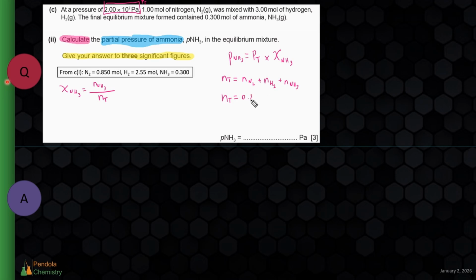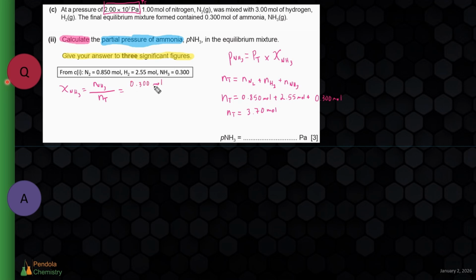0.850, which are the moles of nitrogen, plus the moles of hydrogen, which is 2.55 moles, plus the moles of ammonia, which is 0.300 moles. So the end total is going to be equal to 0.85 plus 2.55 plus 0.3, which is 3.7 moles, or 3.70 to keep the 3 significant figures they've given us.